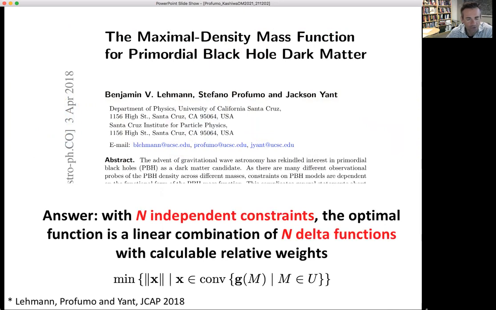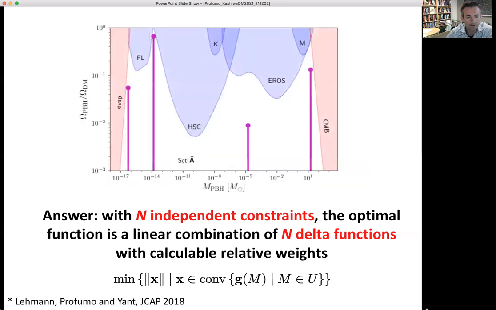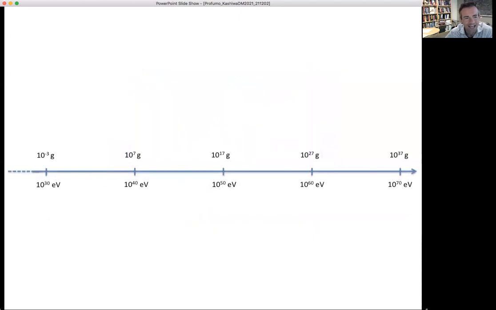And the answer relies on the fact that mathematically this question can be rephrased as: what is the minimum norm of a vector over a convex hull, where the convex hull is defined by the given constraints. And this problem has a well-defined mathematical answer: given n independent constraints, the optimal function, the function that maximizes the fraction, in this case of dark matter in primordial black holes, is a linear combination of n delta functions with calculable relative weights. There's an algorithm that tells us how to calculate that.